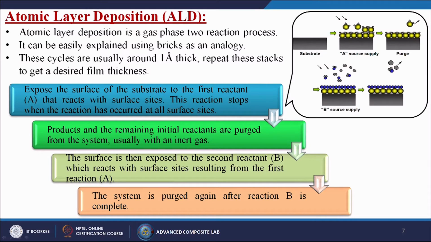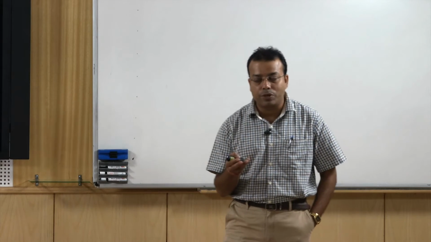It can be easily explained using bricks as an analogy. These cycles are usually around 1 angstrom thick. Repeat these stacks to get a desired film thickness. From this particular case you can understand that we have a substrate, then first we put a source supply over there, then we purge it, then we do a stack of coating, then again we do that and then we put another material on top of that. So, layer by layer we can do these modifications onto the substrate itself.